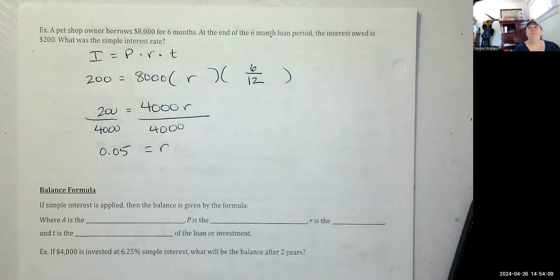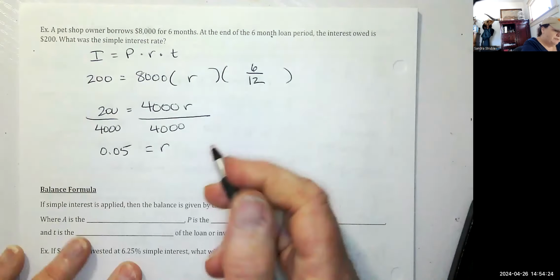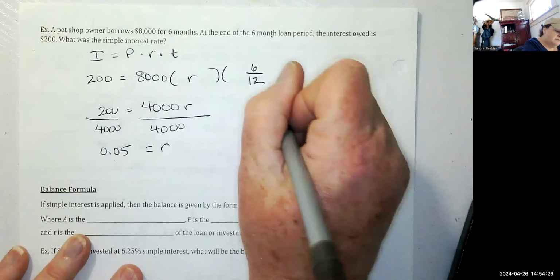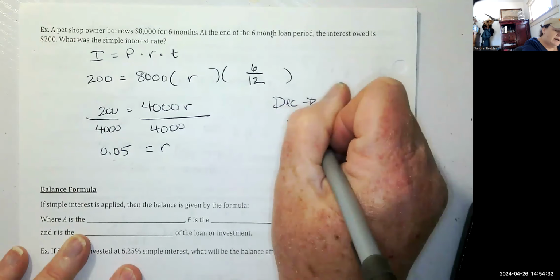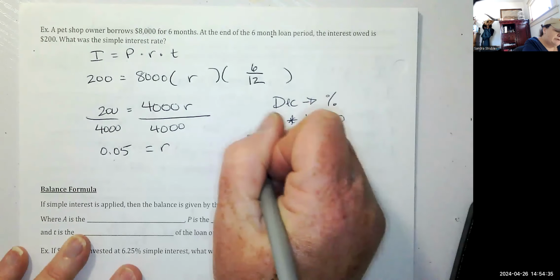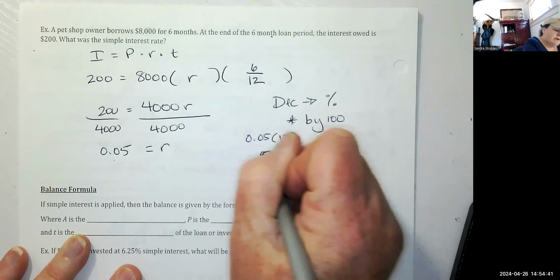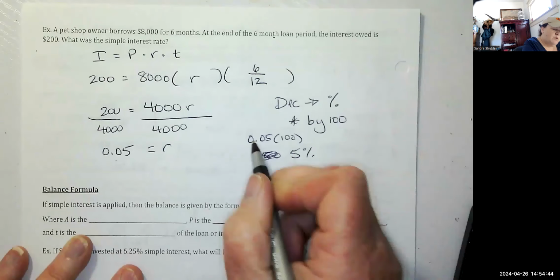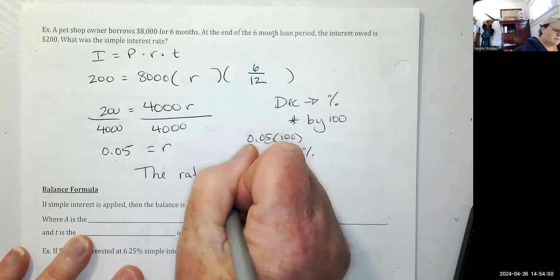That's in decimal form, because remember, with this formula, we use rate in decimal form, but we can't represent an interest rate in decimal form. It has to have a percent symbol. So let's do that. By changing a decimal to a percent, we have to multiply it by 100. So 0.05 times 100 is what? 5%. Move the decimal 2 places. So the rate is 5%.